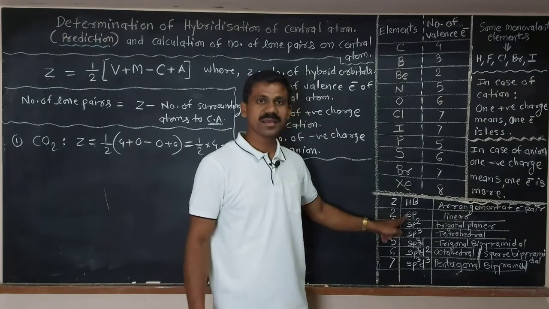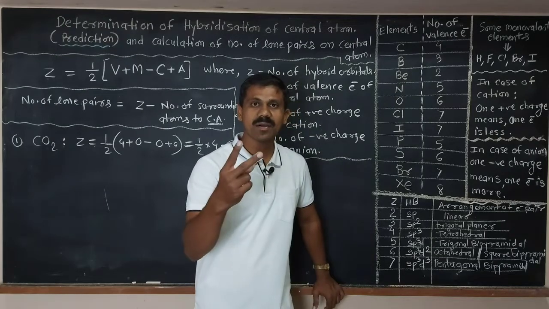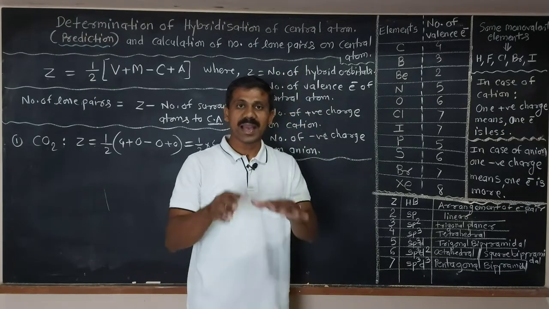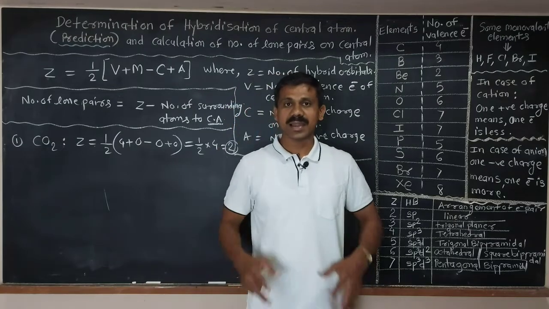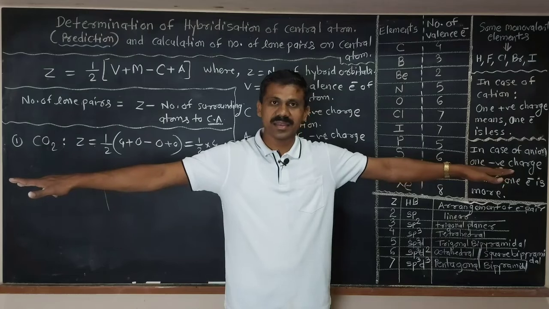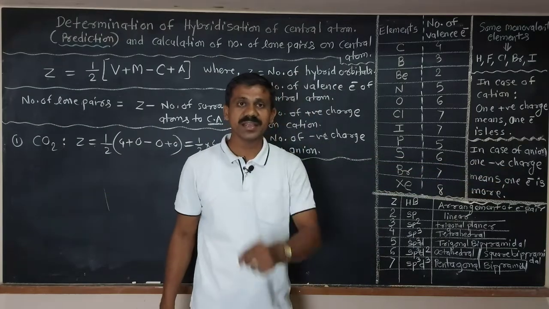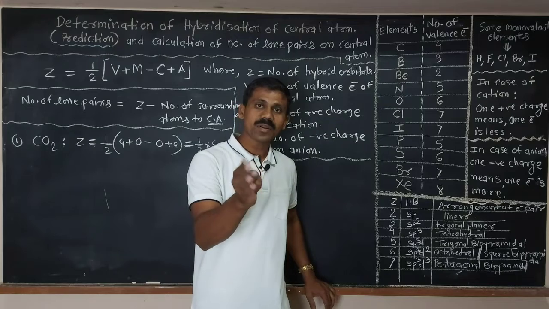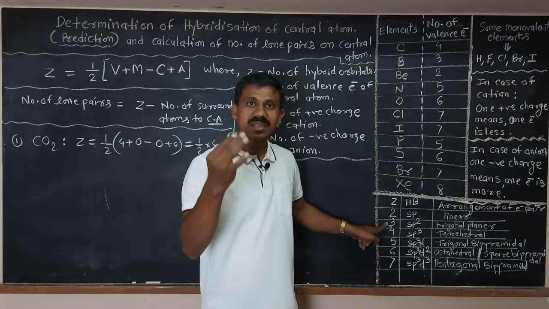After that, if Z is equal to the number of hybrid orbitals is 2, then the hybridization is sp. Clear? If the hybridization is sp, it means 2 hybrid orbitals are involved, and these hybrid orbitals and electron pairs, there are 2 electron pairs, are arranged in a linear manner, that is, a linear 180 degree bond angle.